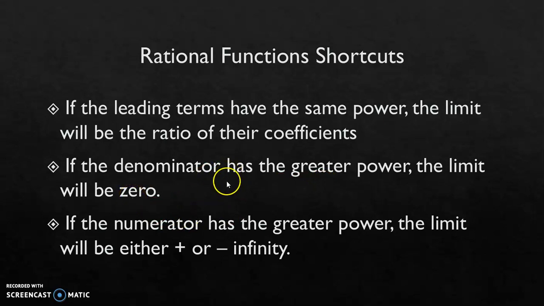If the denominator has the greater power, the limit will be 0. So if you have something like x over x squared, the limit is going to be 0. And if the numerator has the greater power, you're either going to have positive or negative infinity as your limit, and you'd have to investigate what that would be. So let's take a look at a few examples.